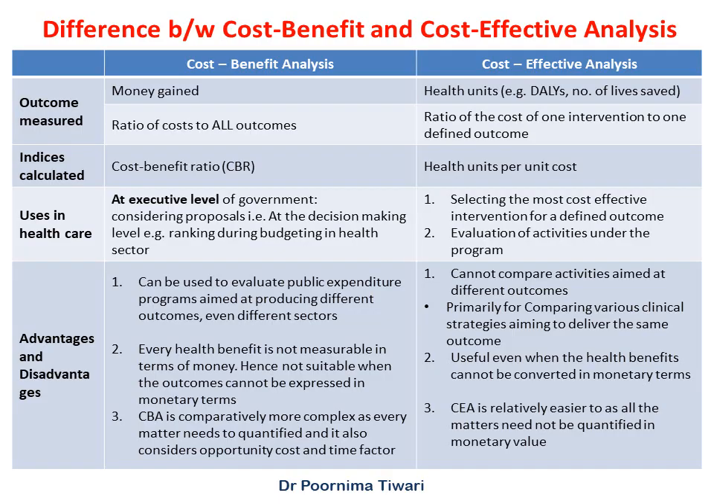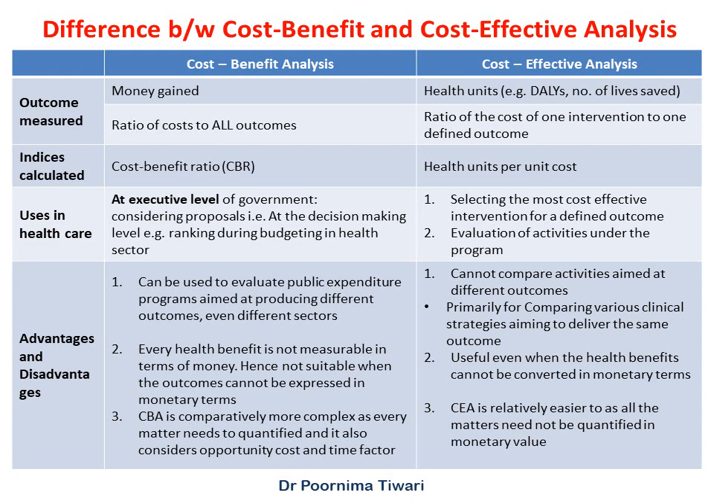This table shows the differences between cost benefit and cost effective analysis. Very commonly asked question. The outcome measured in cost benefit analysis is the money which is gained. So all the outcomes are converted into money. The outcome measured in cost effective analysis is the health units like DALYs or number of lives saved. Indices which are calculated in cost benefit analysis is cost benefit ratio, where it is health units per unit cost.